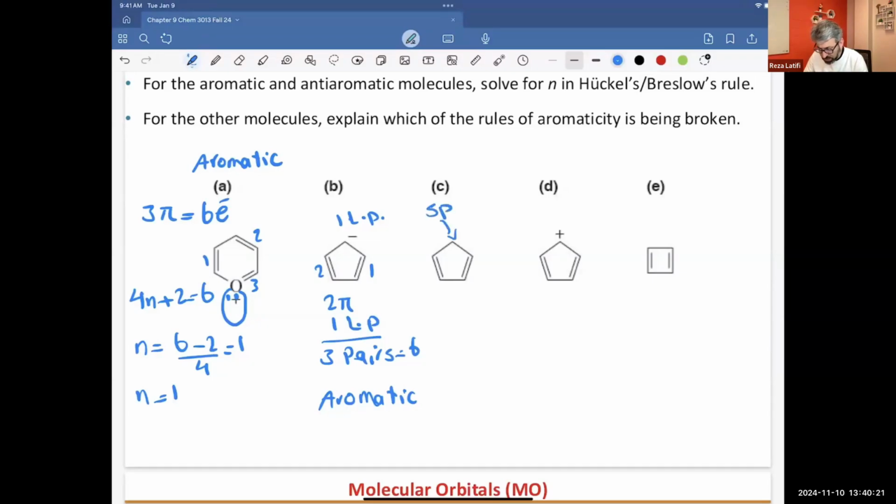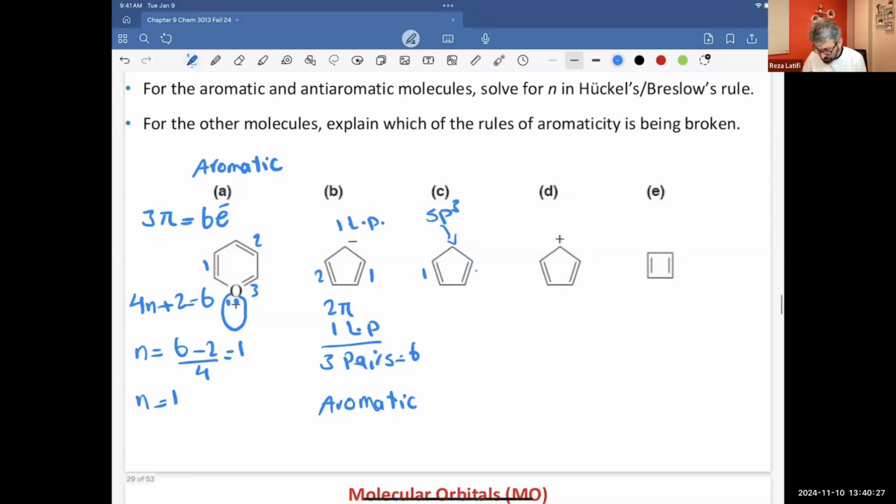And next one, look at this carbon. That carbon has sp3 hybridization. We don't have an empty p orbital there. Now, number of pi bonds: 1, 2. So we have 2 pi bonds, meaning 4 electrons. So this system will be none.